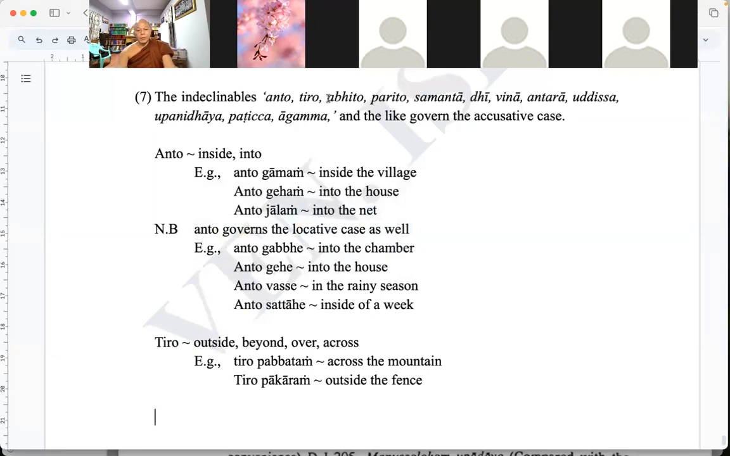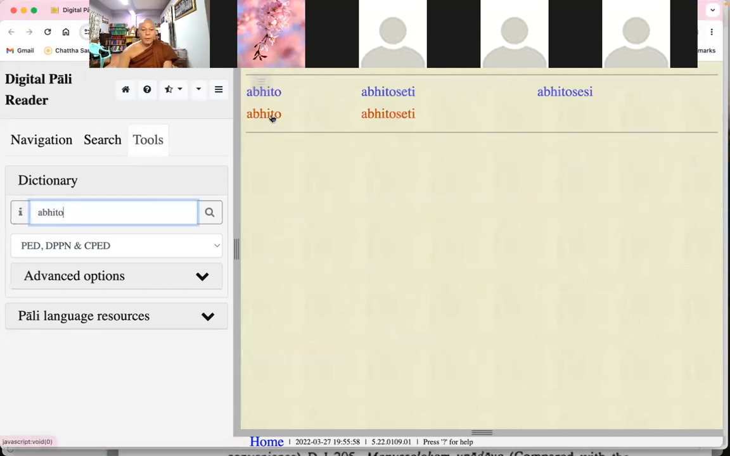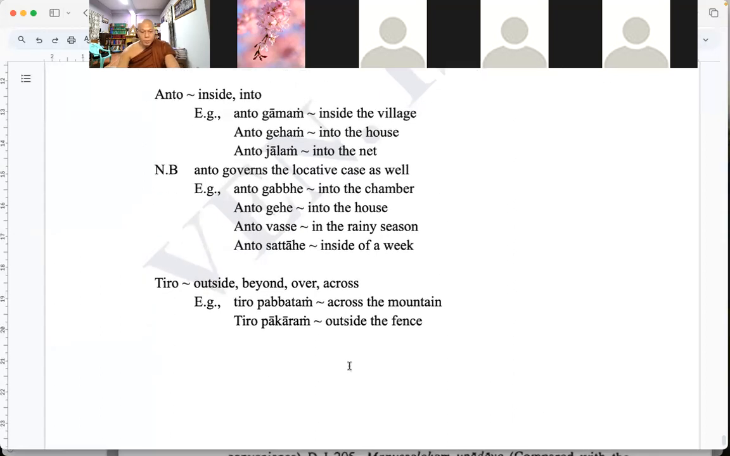Okay, and then another one, abito. Let's see in the dictionary. So abito is indeclinable, used as an adverb or maybe as a preposition. The meaning of that one is roundabout. Okay. So roundabout or near or in the presence, or maybe in the sense of samipi. So roundabout on both sides, maybe near also. Maybe commonly roundabout. So abito, roundabout or maybe near, maybe in the presence, or like that.